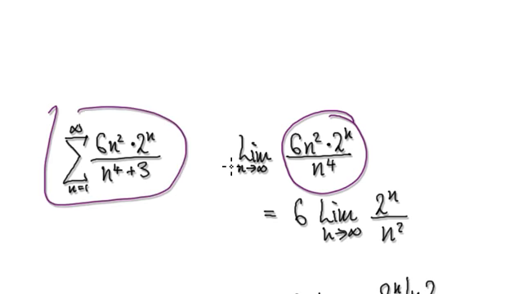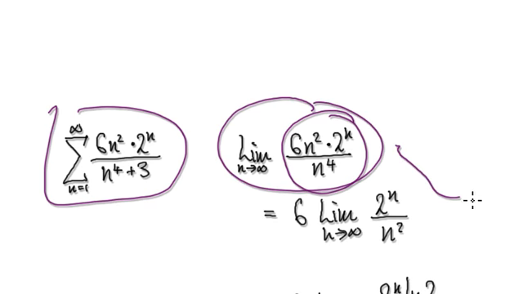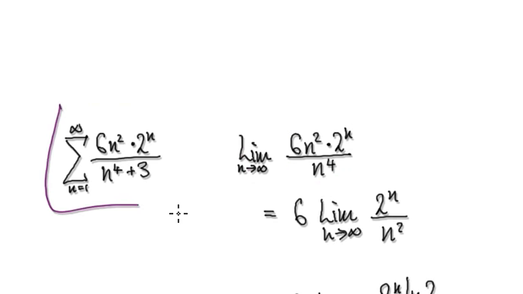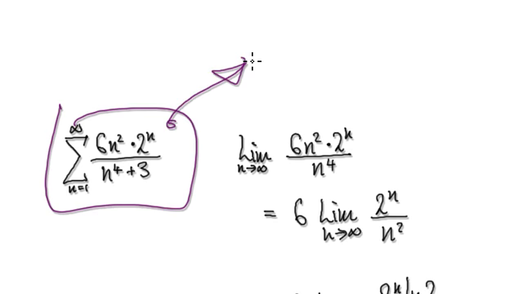Now, in order for this to converge, the limit of this must head towards 0. But we've got a case where this heads towards infinity. This is just going to get bigger and bigger and bigger. Therefore, we can conclude that this thing here will diverge. Okay?